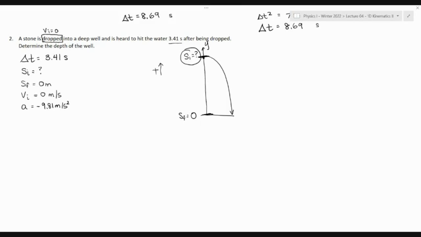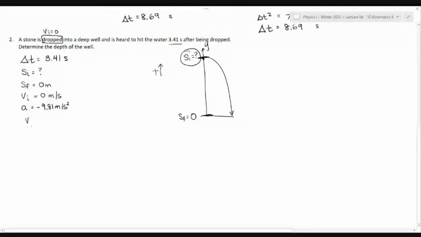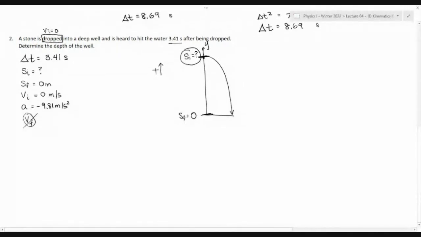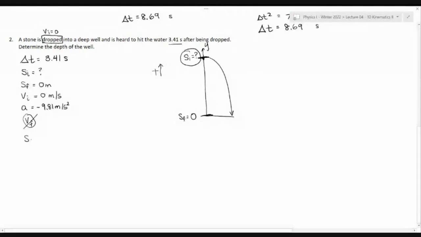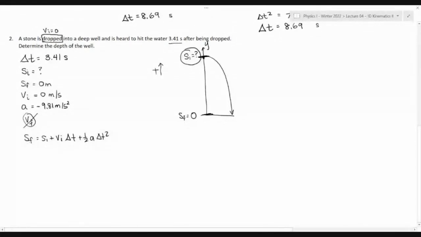So we're saying up is positive, so acceleration is negative, because acceleration due to gravity always goes down. So now we're just solving for that S initial in this question. So again, we don't know V final, and we don't want to know V final. It's not asked for. So we're going to choose the equation again that does not include V final. So we're choosing this equation, S final equals S initial plus V initial delta T plus 1/2 A delta T squared. S final, we know. S initial is what we're looking for.